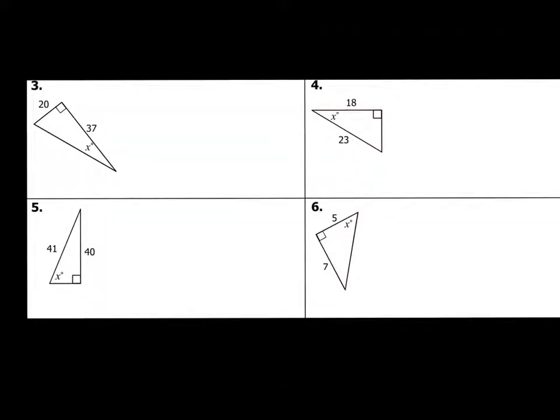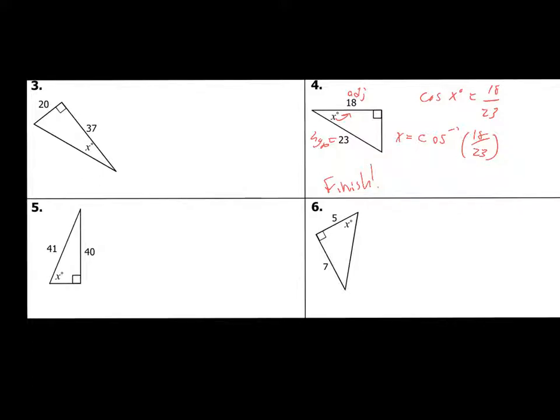So how do we set up these other versions? It's about labeling. So 18 is my adjacent side, 23 is my hypotenuse. So that sounds like cosine of x degrees is equal to adjacent over hypotenuse. So inverse cosine, right? x is going to be inverse cosine of 18 divided by 23. And then you go to the calculator and finish.